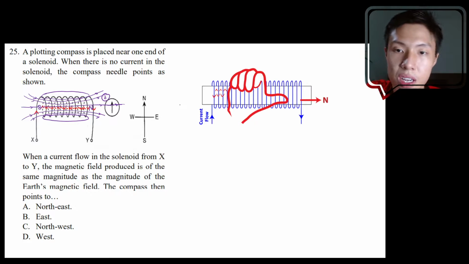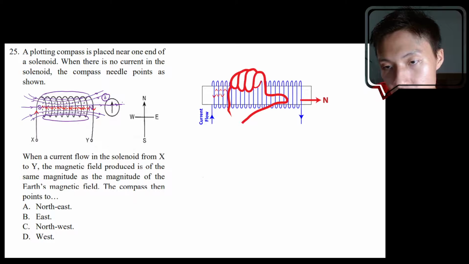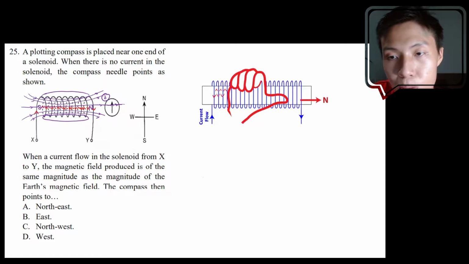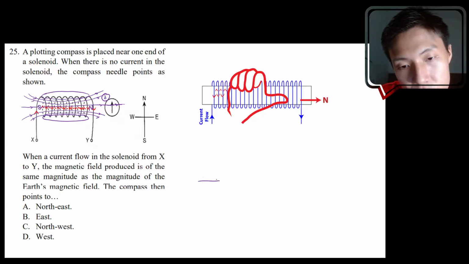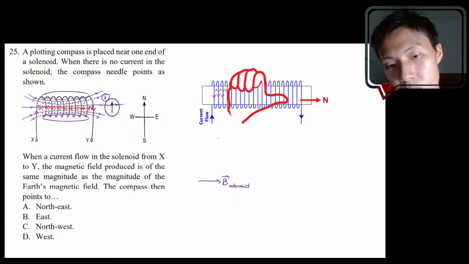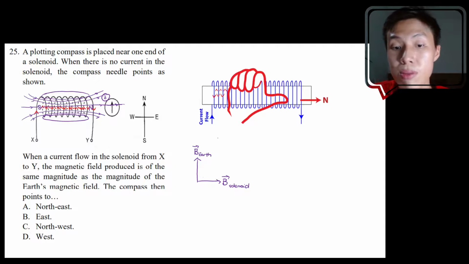So if you extend this line over here, you know that the magnetic field is pointing to the right. From this diagram, we have determined that at the compass position, you have another new magnetic field that is pointing to the right. This is the magnetic field produced by the solenoid, and this is the magnetic field that we originally have from the Earth. We said just now the Earth's field is pointing outwards, and now the field produced by the solenoid is pointing to the right.